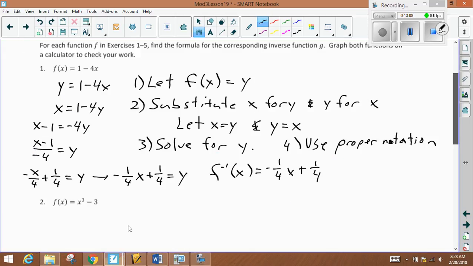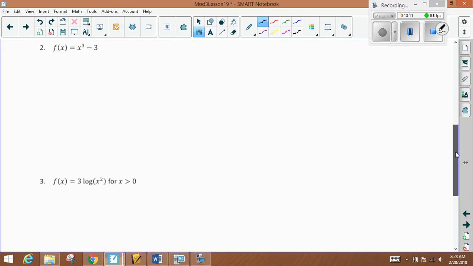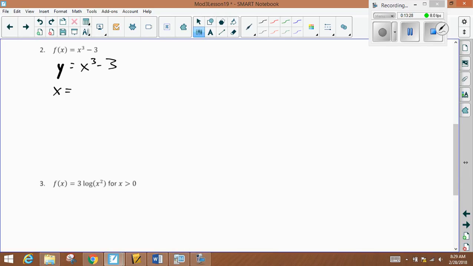And now I'm not going to write what the steps are. We're just going to go through it. I'll say them, okay? So let's find the inverse of f of x equals x cubed minus 3. Step 1, let f of x equal y. Step 2, substitute x for y and y for x. Step 3, let's solve for y. This one will take a little while. I will add 3 to both sides. And then I need to take the cube root of both sides, right? If I want to get rid of that cube.